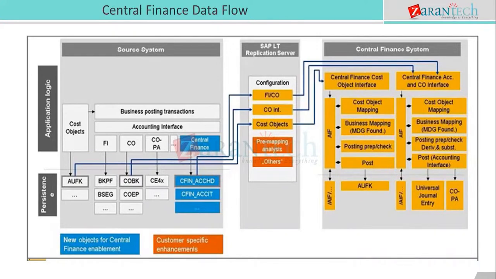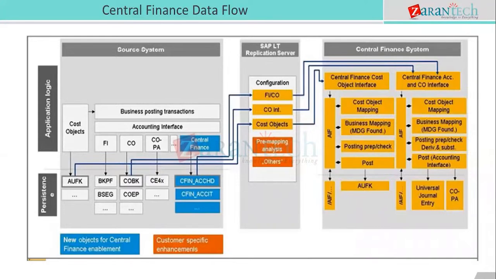I'll take one example. Now, if I want to flush the data from the BKPF and the BSIG, I cannot find out any kind of errors. First of all, I need to identify the errors. When I'm fetching the data from the source system to the target system, why am I bringing three interfaces? One is the interface for the FICO postings, one is the interface for the CO replications, and the third is the cost object replication.